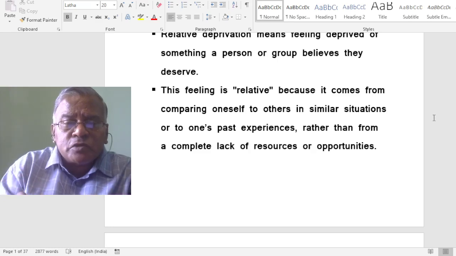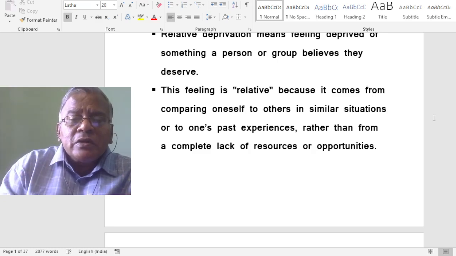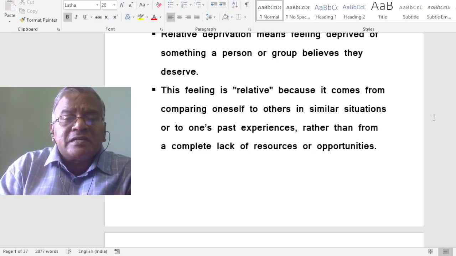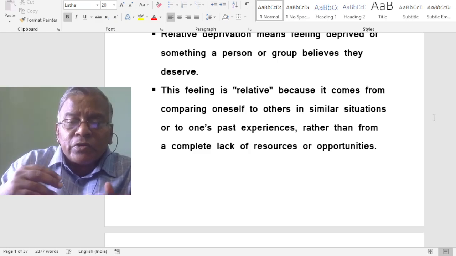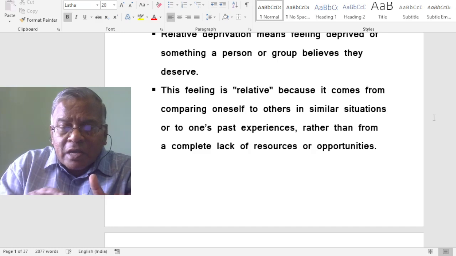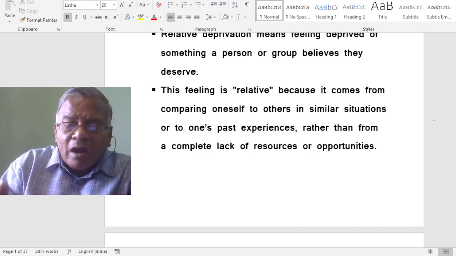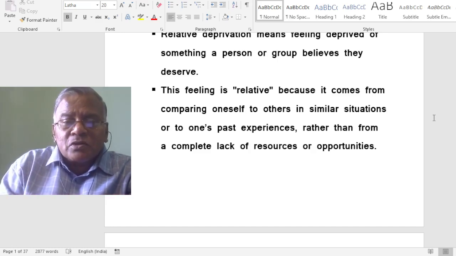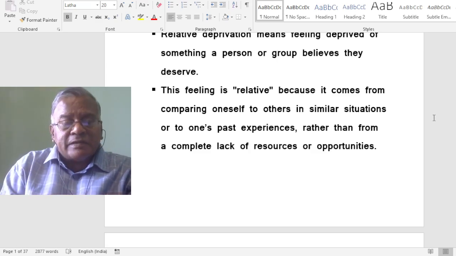Resources are there, opportunities are there. Due to the past experiences, people compare themselves to other groups. So that is why this feeling is relative.